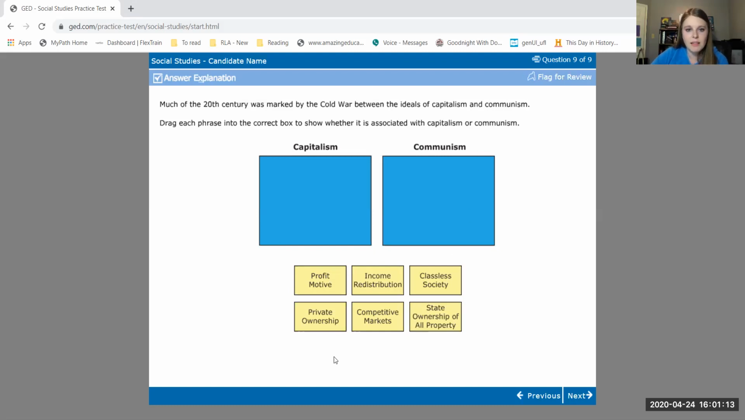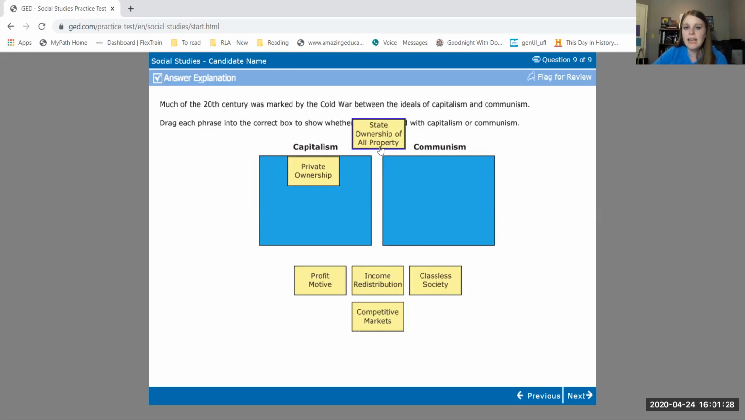So I see something like private ownership. Now, in the United States, the government does not own my house. I do. It's private. I own it. So I think that goes with us, and that's capitalism. Versus this one, it says state ownership of all property. That doesn't sound like the United States, so that must be communism.